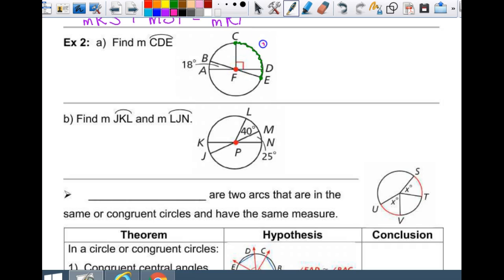90, because if that's 90, this is 90, right? So if I can find the measure of arc DE, then I can add them together, and I'm good. Can I figure the measure of arc DE out? What do you think it is?